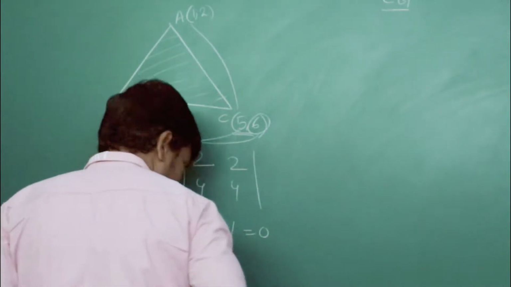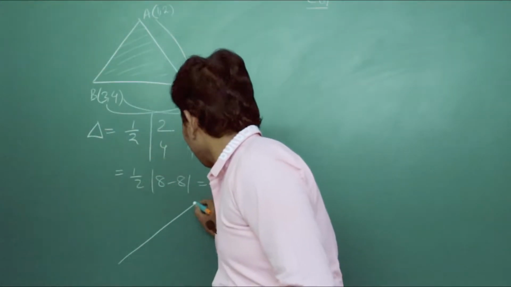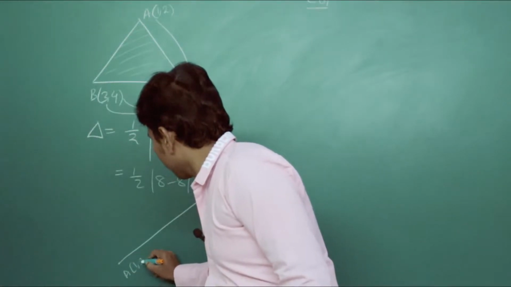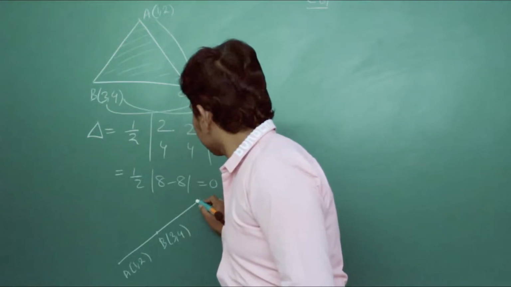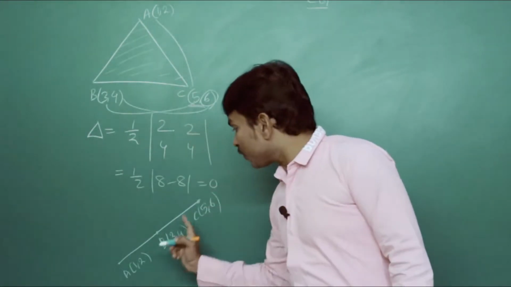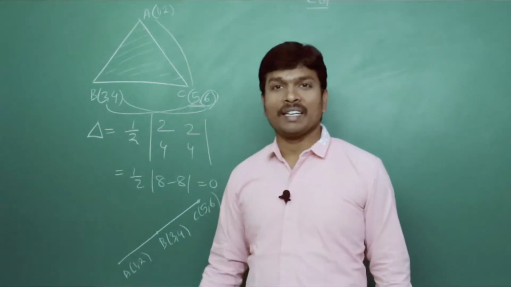See, I'm drawing here. This is one line I'm drawing. A (1, 2), B (3, 4), C (5, 6) means that the 3 points lie on the same line.